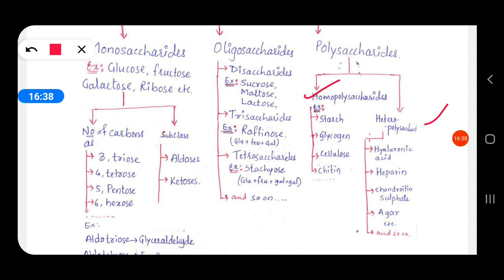Glycogen. This also on hydrolysis gives only glucose molecules. Cellulose. This also gives only glucose molecules on hydrolysis. Chitin. That also gives chondroitin sulfate on hydrolysis. So, homopolysaccharides are the polysaccharides which yield an infinite number of monomer units. That is, only one type of monomer unit is obtained.